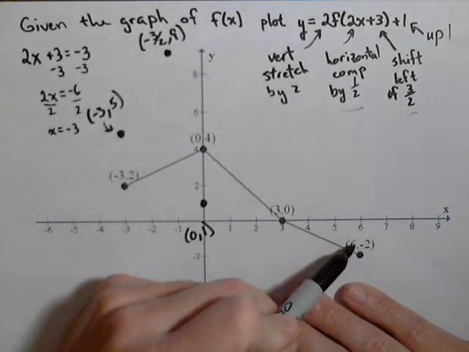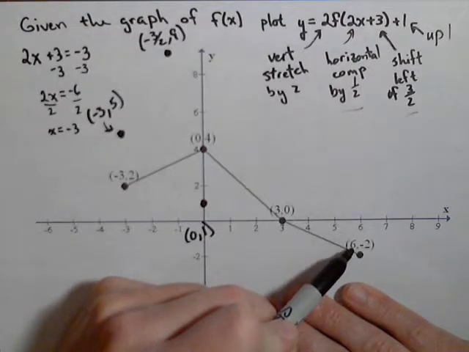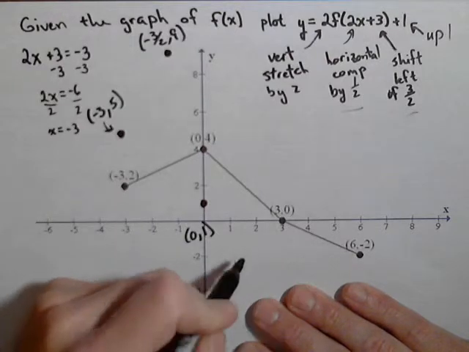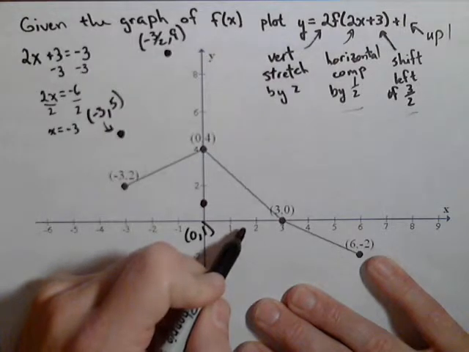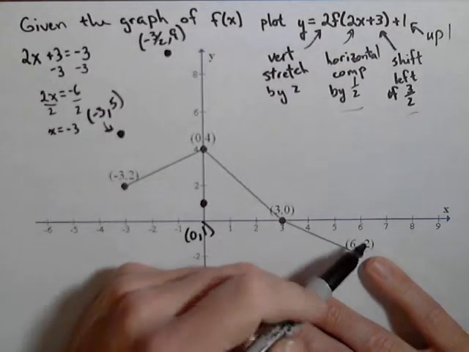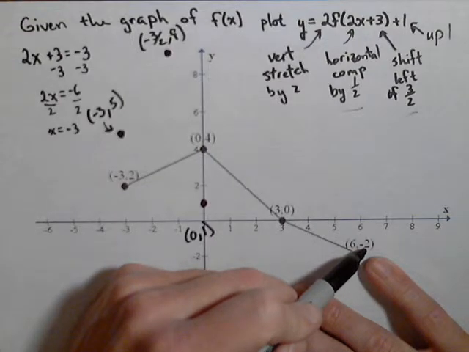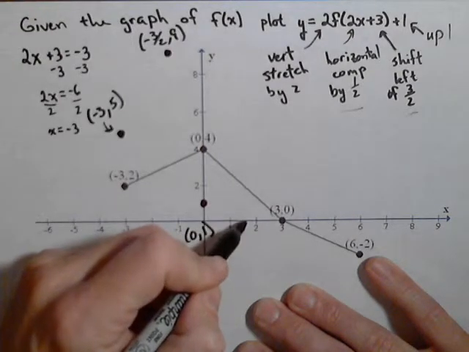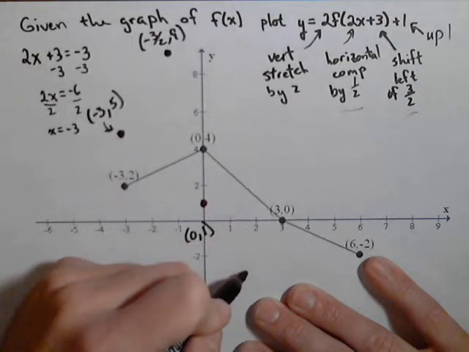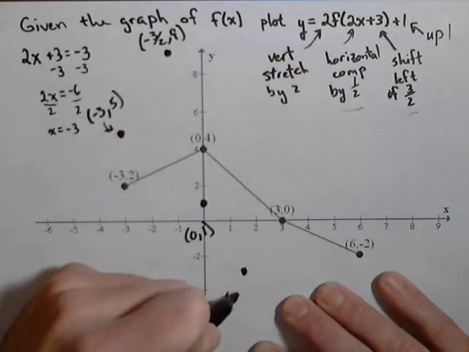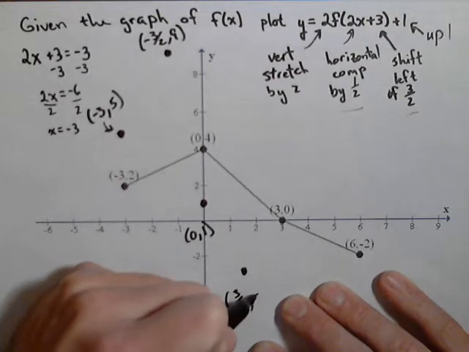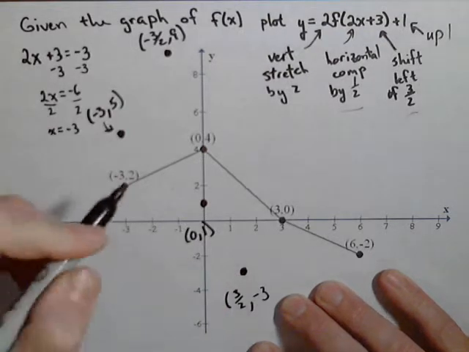The 6, remember what we do to the x. We subtract 3, cut it in half. Subtracting 3 would move it to 3. Dividing by 2 would move it to 3/2, or 1.5. So we're over in here somewhere. The y value, remember it's getting stretched, so it doubles first. So that'd be -6. And then up 1 would be -5. So we have positive 1.5 for the x, and -3 for the y. So we have the point 3/2, -3 gives us our 4th point.